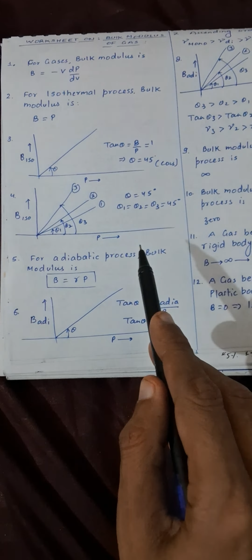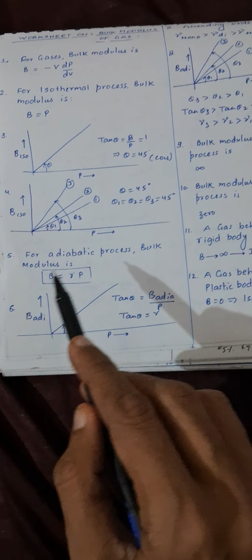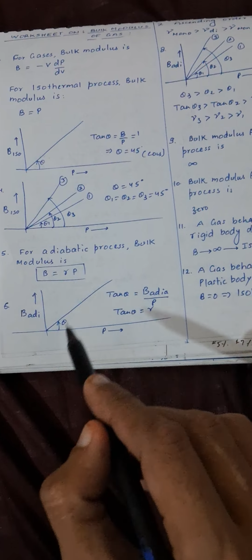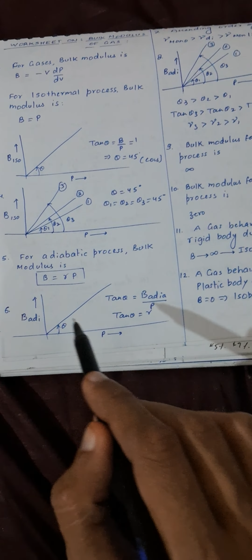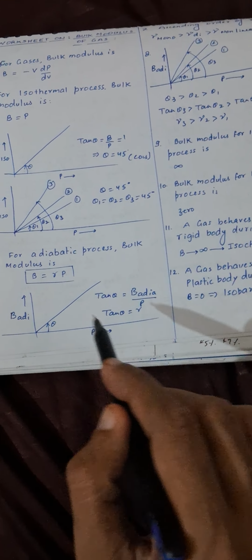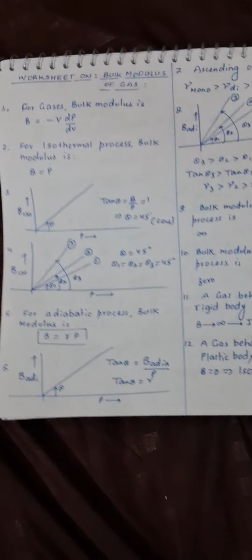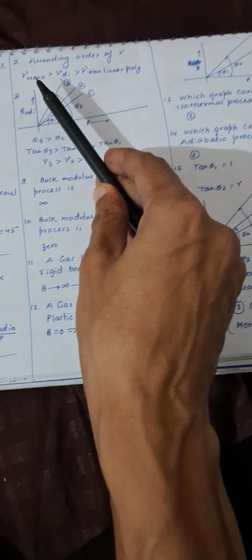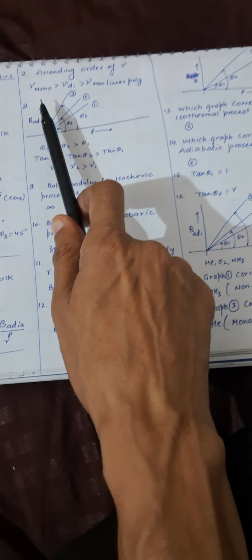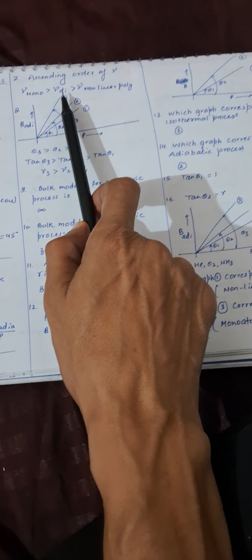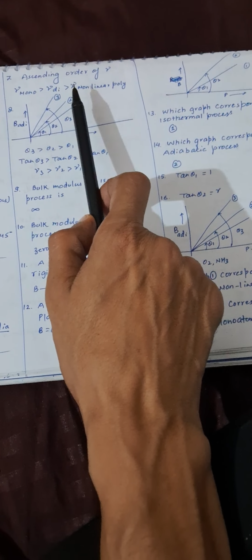However, for an adiabatic process, bulk modulus is equal to gamma into P. So if we draw a graph between bulk modulus and pressure, its slope will be gamma, or tan theta will be equal to gamma. Now there is another question: the ascending order of gamma is that gamma for monatomic is greater than gamma for diatomic, which is greater than gamma for non-linear polyatomic.